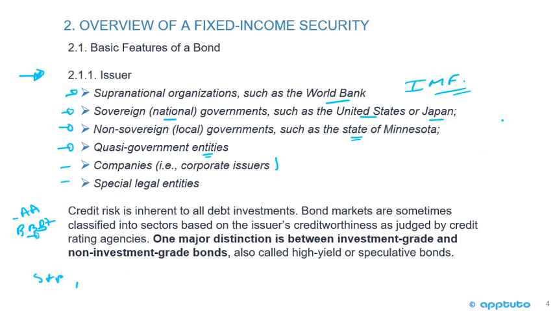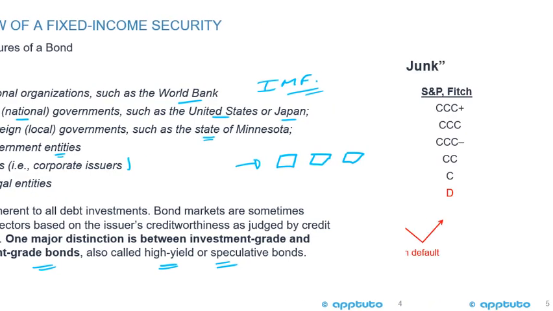So we can look at bond markets by geography, by credit rating, or by maturity. There are different ways of analyzing bond markets. One major distinction is between investment grade and non-investment grade bonds, also called high yield or speculative bonds.